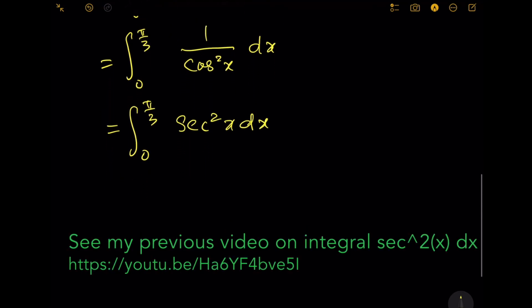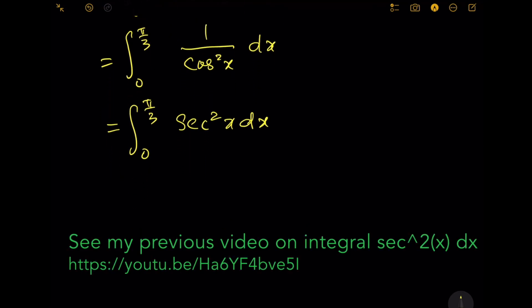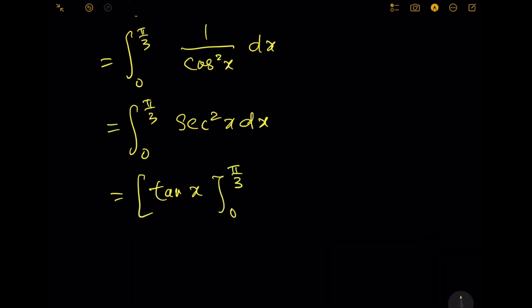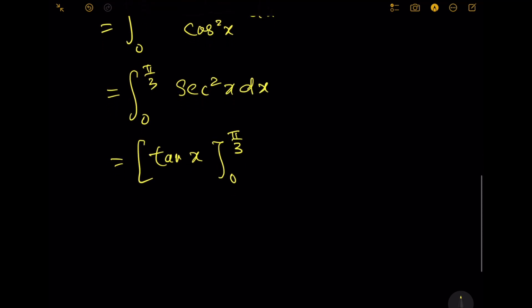In one of my previous videos, I discussed the integral of secant power 2x dx, which is tangent x from 0 to pi over 3. Replace the x, and it becomes tangent pi over 3 minus tangent 0. Tangent 0 is 0, and tangent pi over 3, which is 60 degrees, is square root of 3.